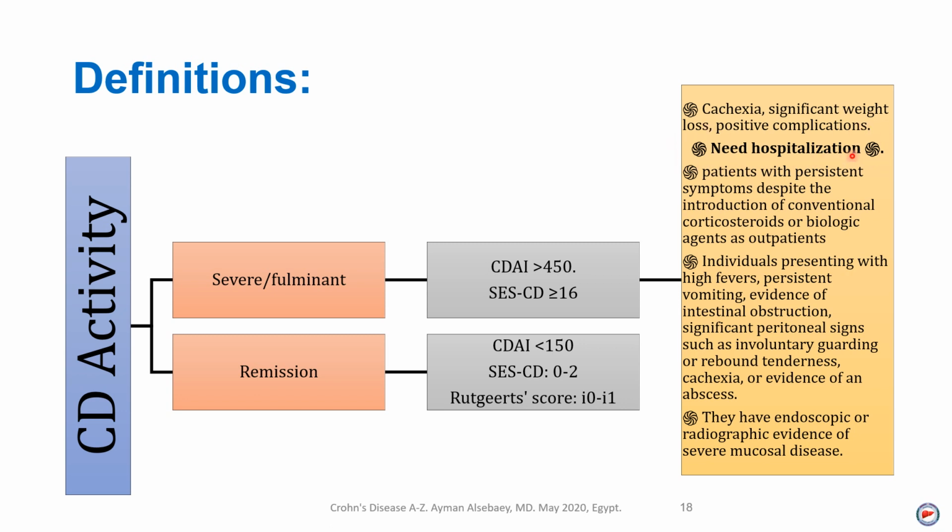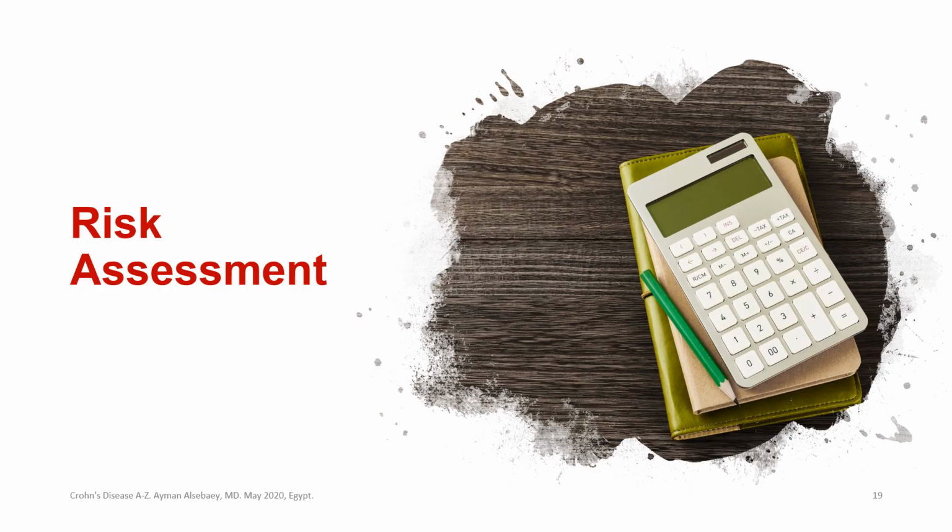Who are the patients who need urgent hospitalization? Number one, patients with persistent symptoms despite the introduction of conventional corticosteroids or biological agents. Number two, individuals presenting with high fever, persistent vomiting, evidence of intestinal obstruction, significant peritoneal signs, and endoscopic or radiological evidence of severe mucosal disease.